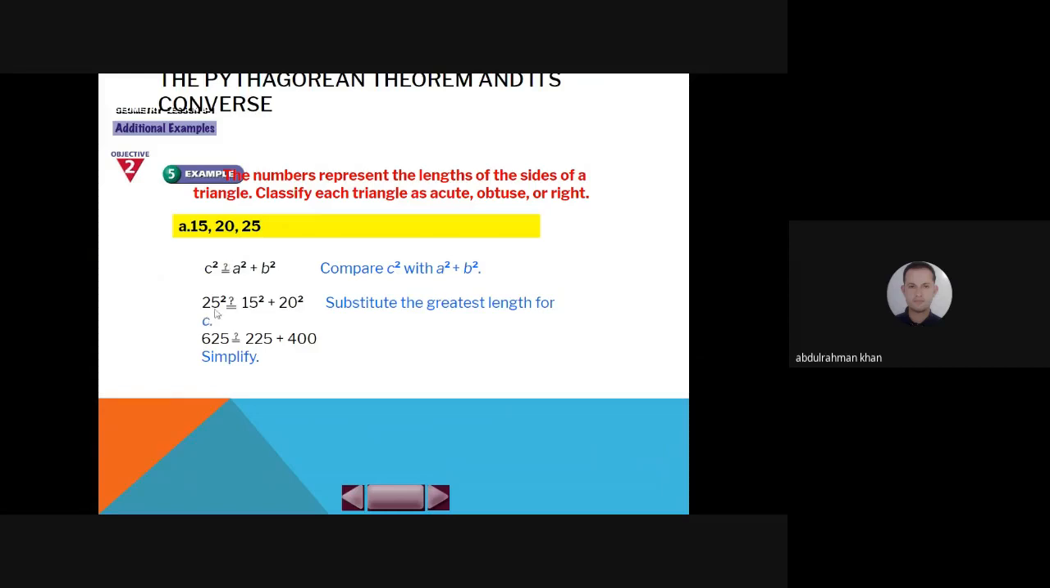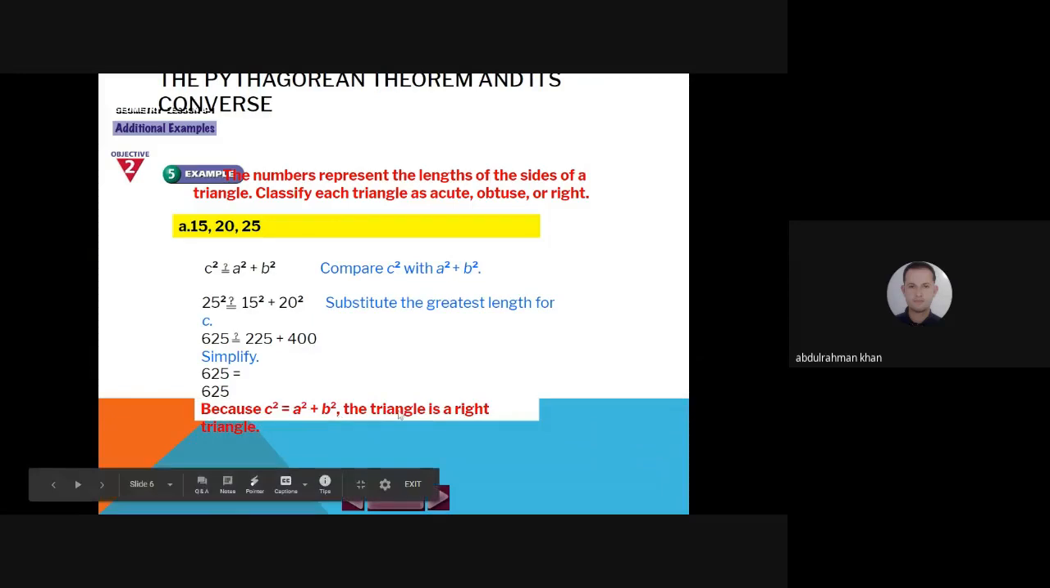By using a calculator, 25 power 2 is 625, 15 power 2 is 225, and 20 power 2 is 400. Now we will add the right side. The right side is 225 plus 400, which is 625. Now look here, the left side and right side have the same answer. When we compare c square with a square plus b square, the answer is the same. So it means if c square equals a square plus b square, the triangle is a right triangle.